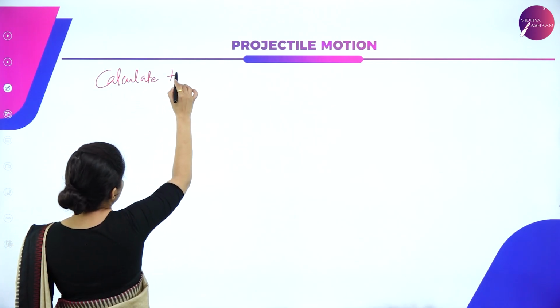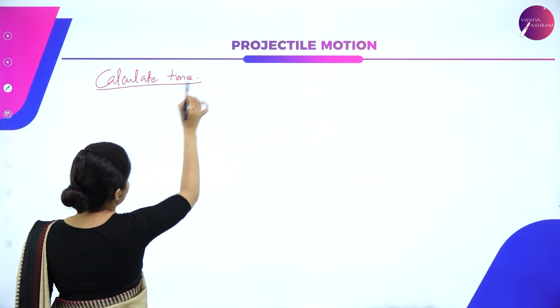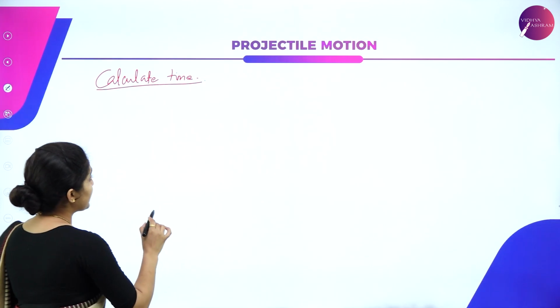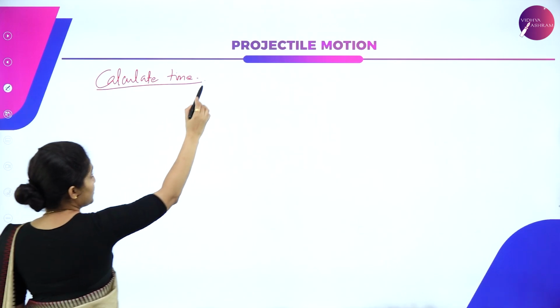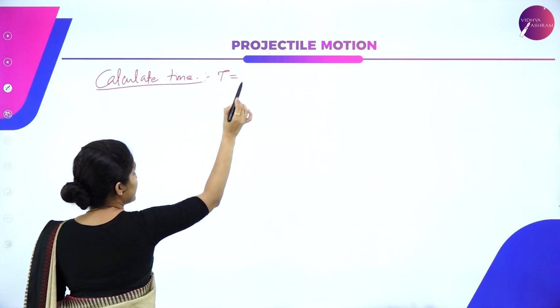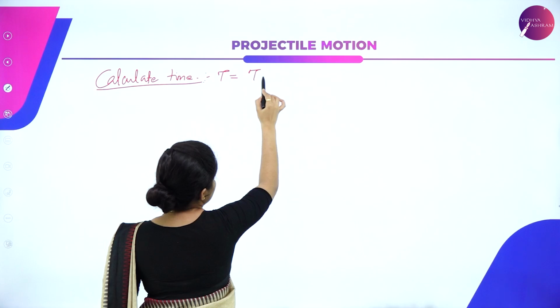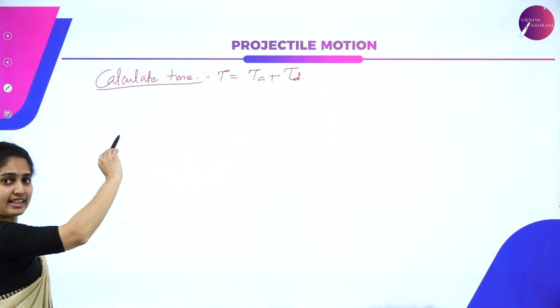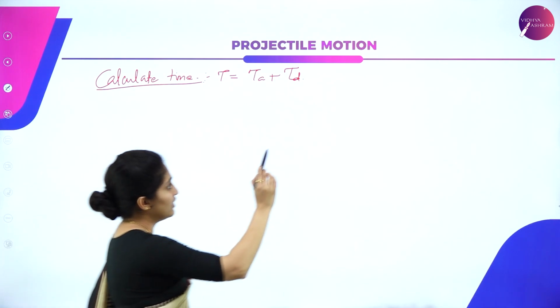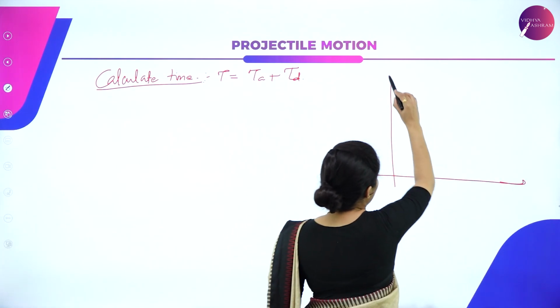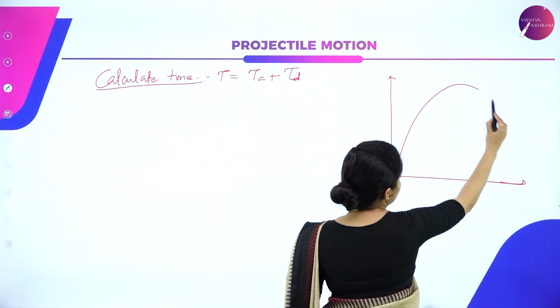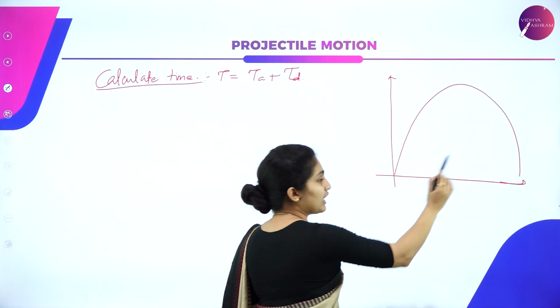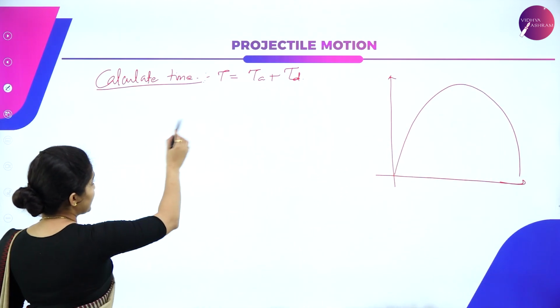Calculate the time interval between initial and final velocities. Let us divide this into total time taken, which is equal to time of ascent plus time of descent. We have to add the time of ascending and the time of descending in the parabolic path. So how exactly does it go?